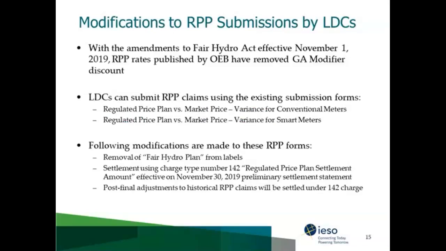Some of the changes include, we've removed references to the Fair Hydro Plan from the forms. Another change to the settlement of these claims is that we will use charge type 142, regulated price plan settlement amount, effective on the November 30th, 2019 preliminary settlement statement. Any post-final adjustments to historical RPP claims will also be settled under charge type 142.